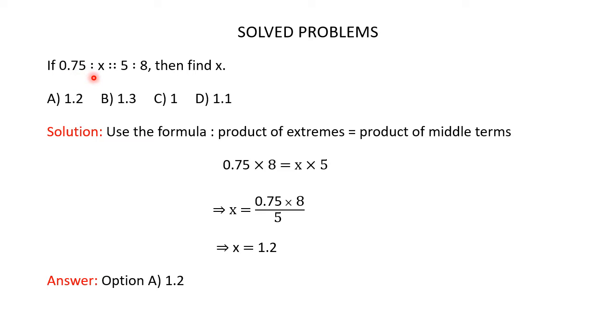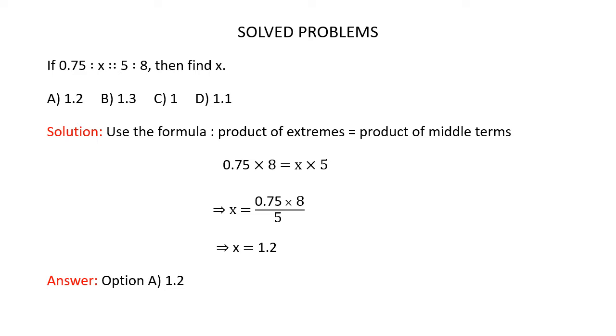If 0.75 is to x as 5 is to 8, then find x. You're given 4 options and you have to find out which of these options is the correct one. Now to find x, use the formula product of extremes is equal to product of middle terms. Here you know that 0.75 and 8 are the extremes and x and 5 are the middle terms.